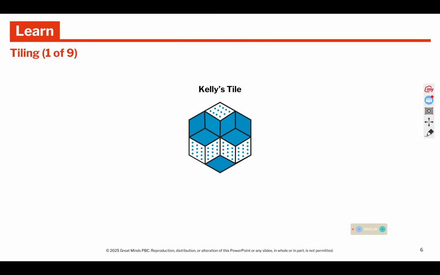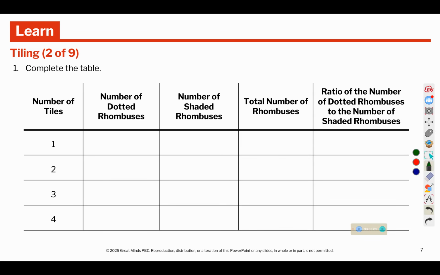workbook. There are two different types of rhombus pieces, one with dots and one that is shaded blue. So we're going to count the dotted pieces. There's 1, 2, 3, 4, 5 dotted pieces, and 1, 2, 3, 4, 5, 6, 7 shaded pieces. So 5 dots, 7 shaded, and if we do the total, 5 plus 7 is 12.